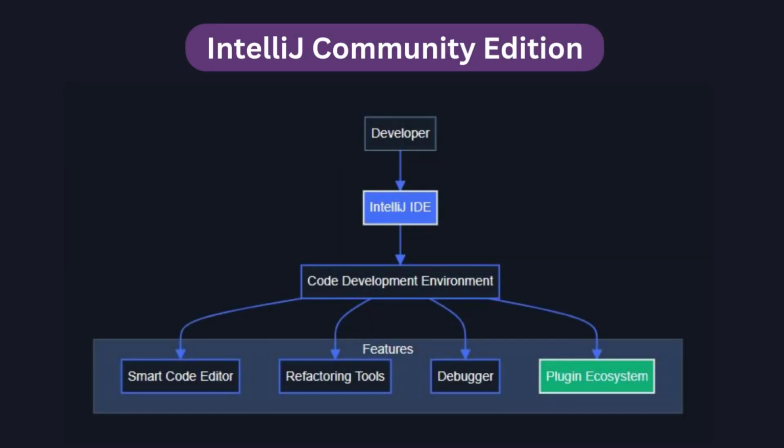Now let's talk about IntelliJ Community Edition. IntelliJ Community Edition is a popular, free, and open-source IDE developed by JetBrains. It is widely used for Java and back-end development. It includes a smart code editor, powerful refactoring tools, a built-in debugger, and a rich plugin ecosystem. This plugin system allows us to extend IntelliJ's functionality, including adding Amazon Q Developer for AI assistance.